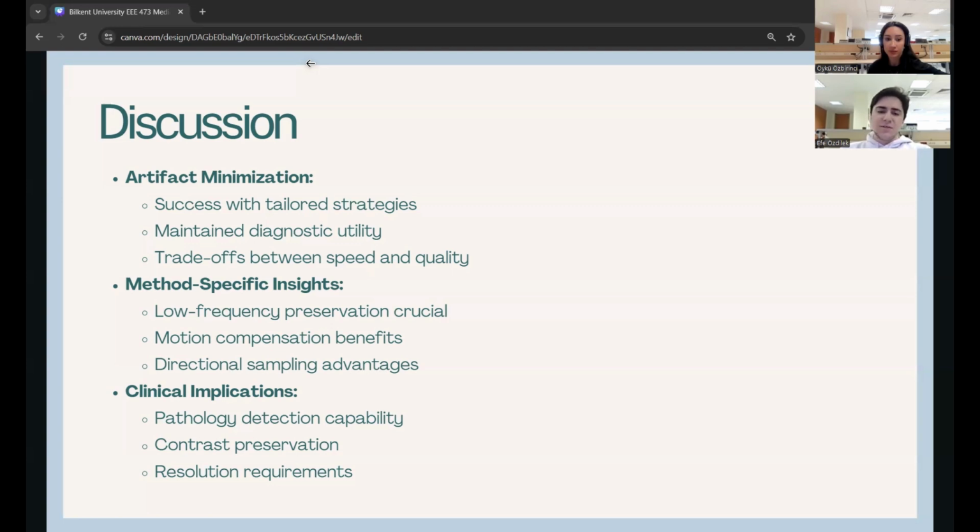And for randomly undersampled and uniformly undersampled images, we can use several techniques such as compressed sensing or the anti-aliasing filter. And overall, low frequency preservation is crucial, since low frequency regions are mainly responsible for the whole image, and high frequency regions are responsible for the details of the image. And also for several tumors or several patients, directional imaging can be significant. Therefore, we can use Cartesian undersampling, and it can be advantageous for diagnosing several diseases.